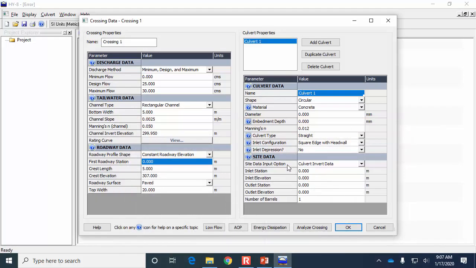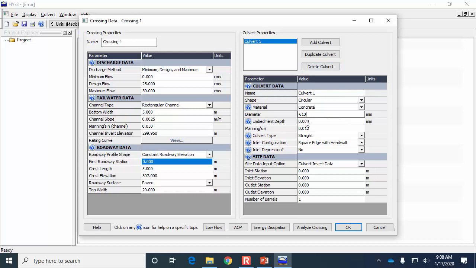All right, now the culvert. So this is the pipe that's going under the road. So we told it about the channel downstream. We told it about the road. And now this is the pipe that goes under the road, connecting the headwater, which is the flow upstream of the crossing, to the tailwater, which is the flow downstream of the crossing. So it's a circular concrete culvert. The diameter is 610 millimeters. That's what you get if you convert 24 inches to millimeters.